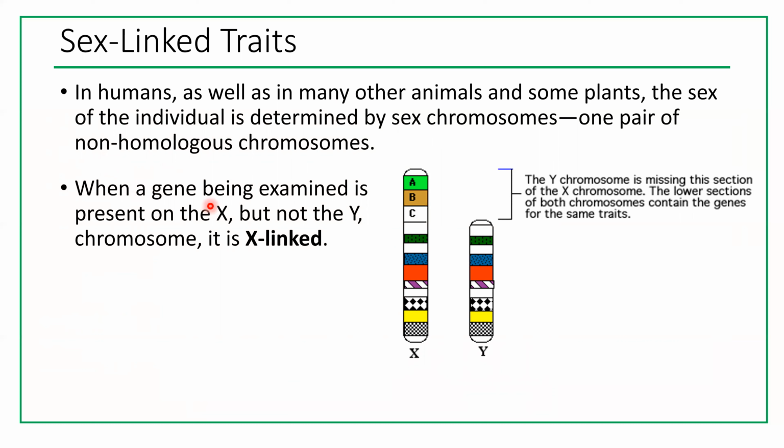When a gene being examined is present only on the X chromosome, but not on the Y chromosome, we call it X-linked. So you can see X and Y chromosomes are not homologous. The Y chromosome is way smaller and it's missing a big part of the X chromosome. So these genes A, B, and C are only found on the X chromosome. That's why it's X-linked.